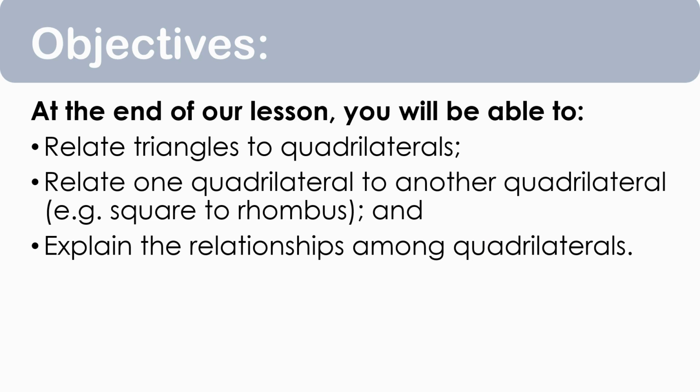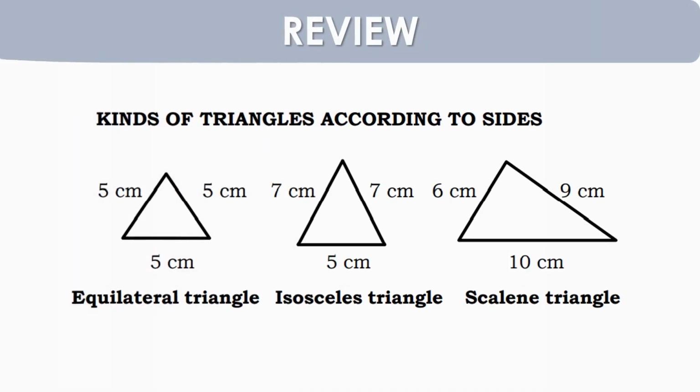Okay, let's do this. Let's have a review on the kinds of triangles according to sides. So let's talk about the sides of the triangle. We have the equilateral triangle. Notice that the sides are all equal. We have 5 centimeters, 5 centimeters, and 5 centimeters. That's the perfect example of equilateral.